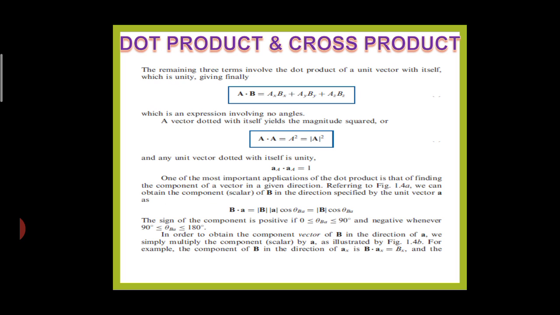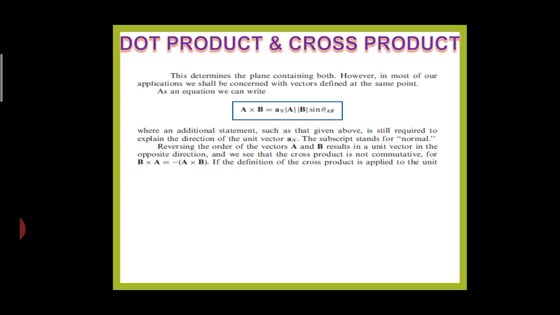Now the cross product. The cross product is defined as A cross B, which is equal to AB sin theta AB times an. Here the equation is A cross B equal to magnitude of A times magnitude of B times sin theta AB times an. The cross sign does not mean simple multiplication, it is the cross product of two vectors. The term an indicates a normal unit vector, thus A cross B results in a vector.